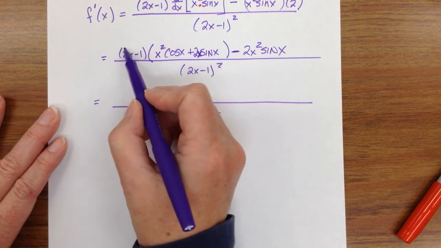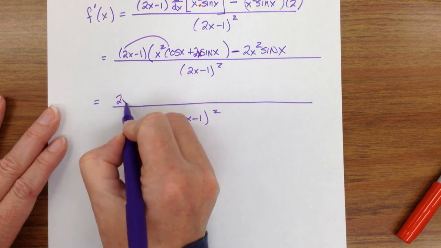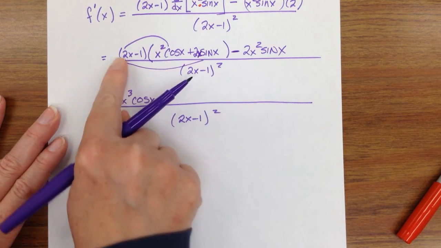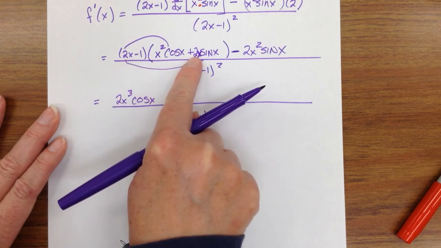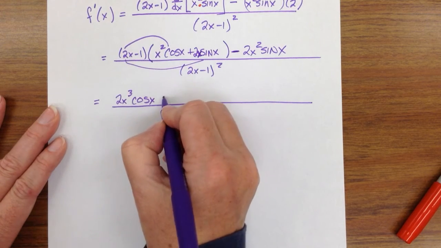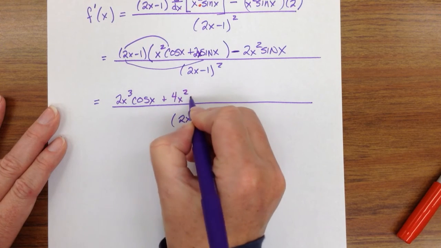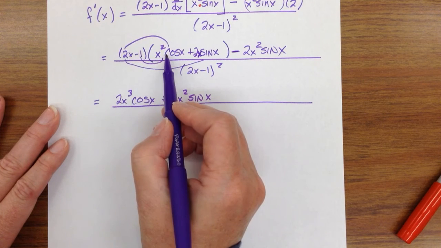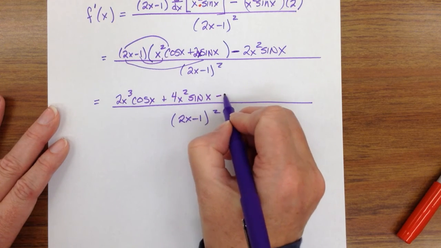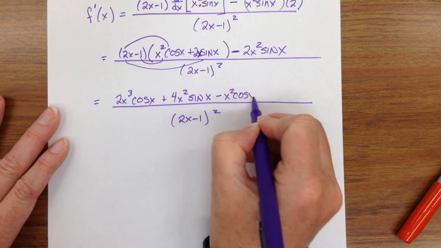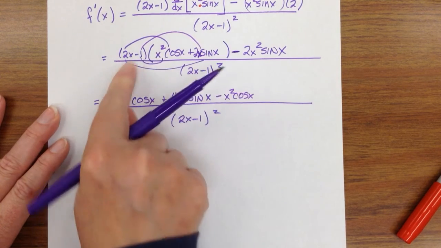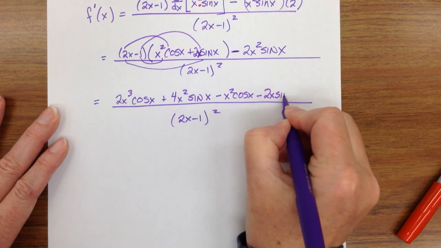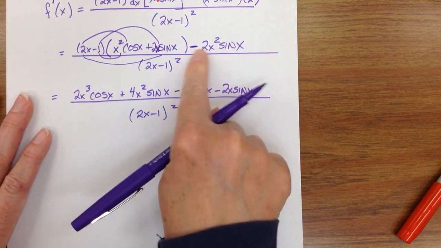If you FOIL this out, you've got your firsts. That's 2x cubed cosine of x. You've got your outers. That's 4x squared sine x. You've got your inners, that's negative x squared cosine x. And you've got your lasts, which would be negative 2x sine x. See what I mean? That's like crazy. And then we still bring this one down.